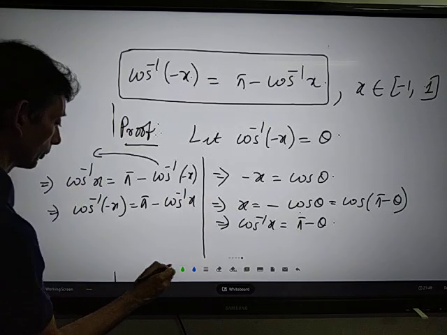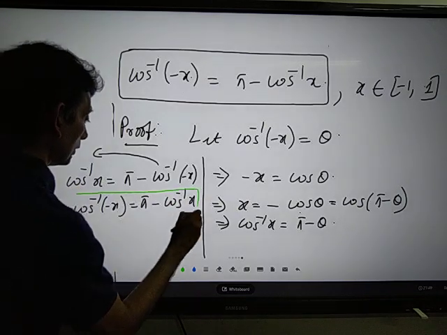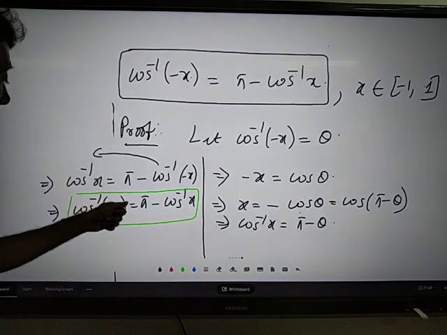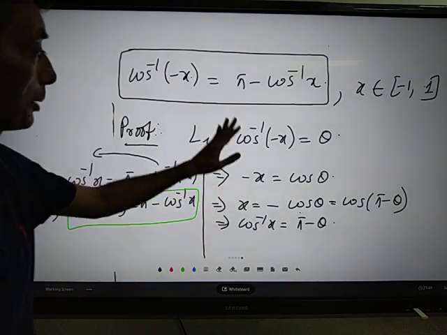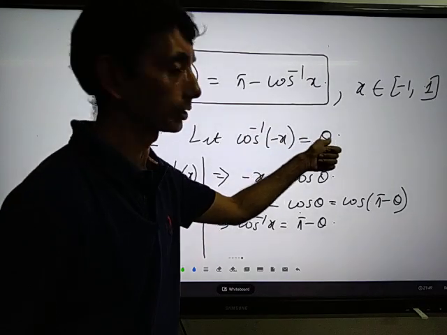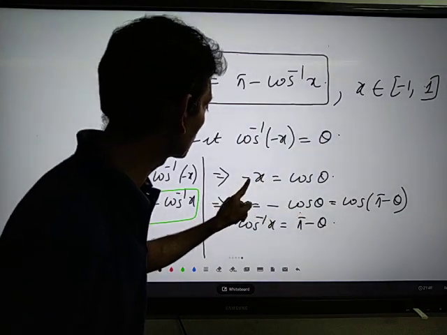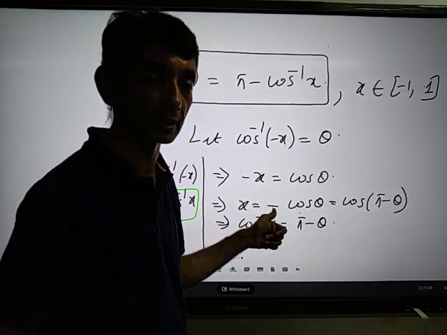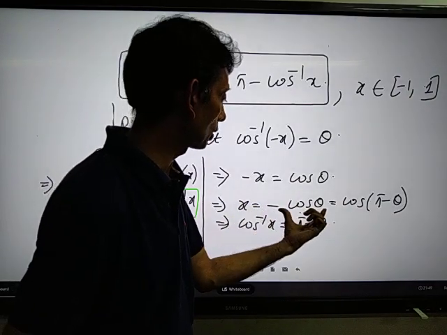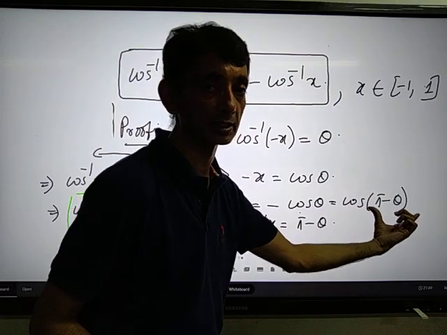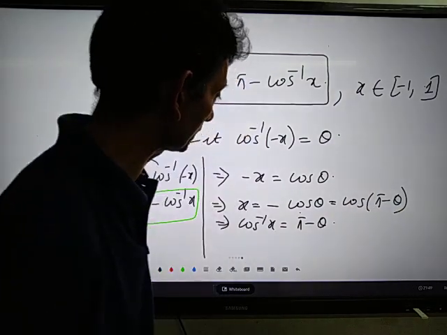So what did you get? Cos inverse of minus x equal to pi minus cos inverse x. The steps are simple. Cos inverse of minus x equal to theta, then minus x equal to cos theta. We transpose the minus sign, then x equal to minus cos theta, then minus cos theta can be written as cos of pi minus theta, because cos of pi minus theta is minus cos theta.